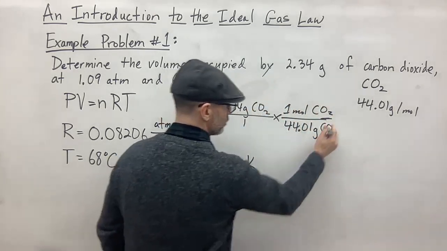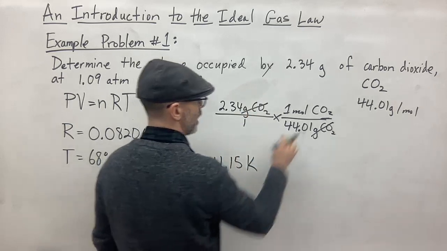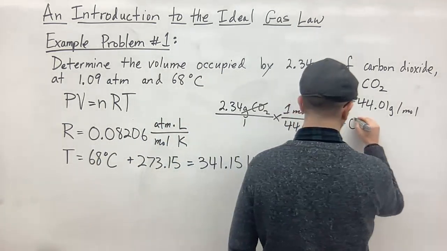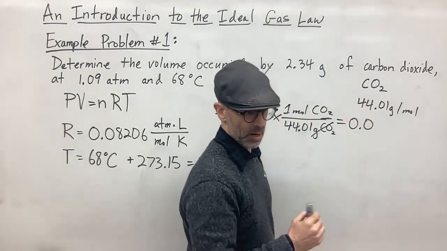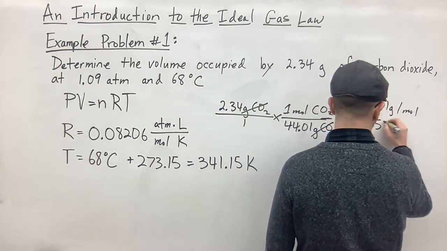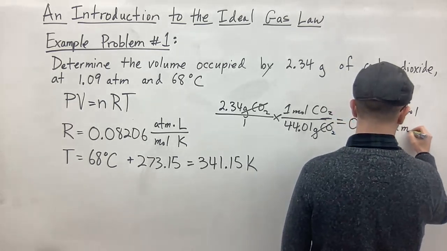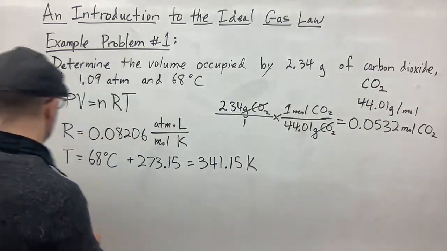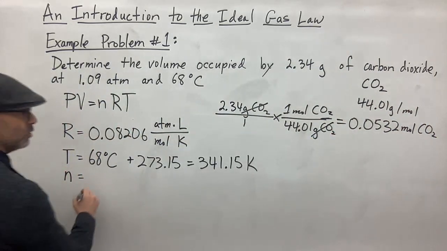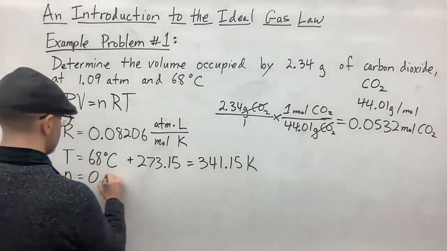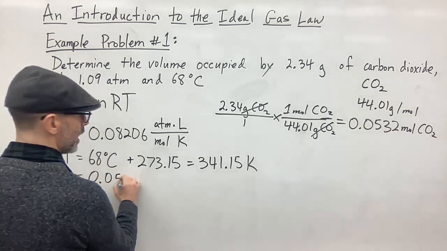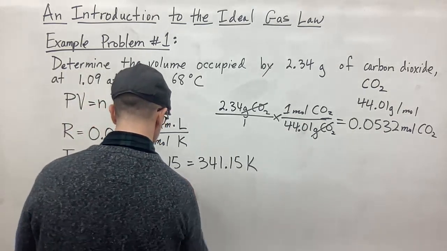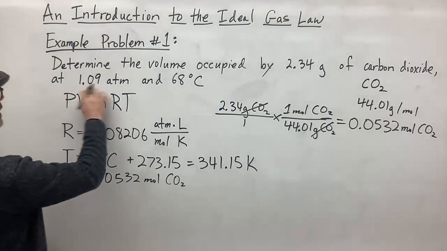So now grams cancels out. Grams of CO2, grams of CO2. Now I'm left with moles. And when I calculate that out, I get 0.0532 moles of CO2. So now I have the moles. So n is equal to 0.0532 moles of CO2.